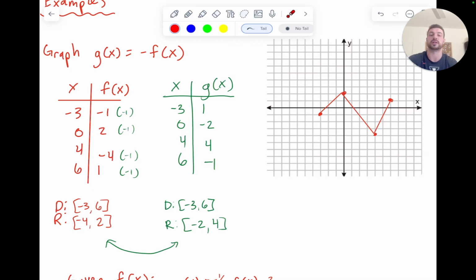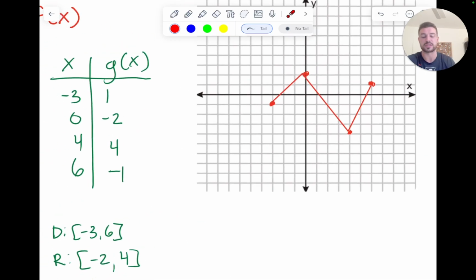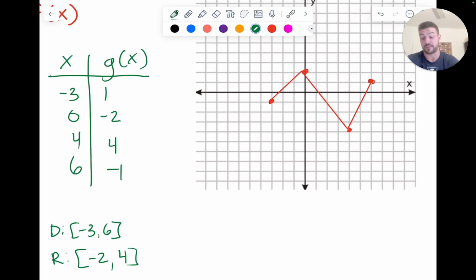We are switching places. All right, so just to show you what that looks like graphically, I'm going to graph g of x. I've got -3, +1. I've got 0, -2. I've got 4, 4. And then I've got 6, -1. So it's going to look like this.